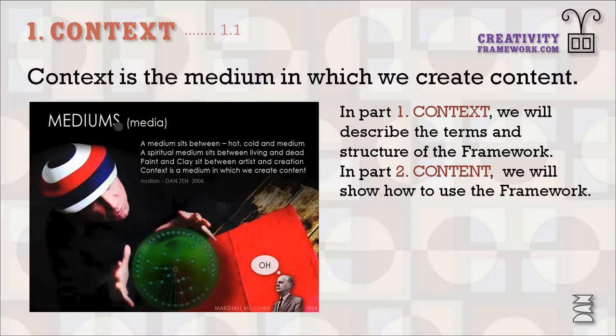And a medium, by the way, is something that sits between. You've heard of interactive media. That is indeed what we're making. So sometimes it's good to know what the words mean. Like what this is. Why is it called that? A medium is something that sits between, like hot, cold, and medium. So a spiritual medium sits between the living and the dead. And paint and clay is a medium that the artist can use to create. And context is a medium in which we create content.